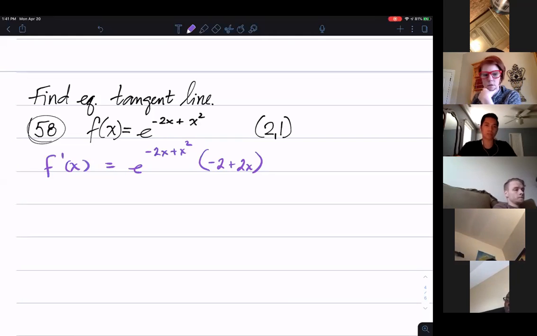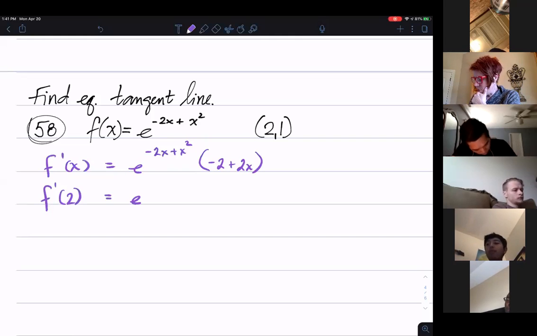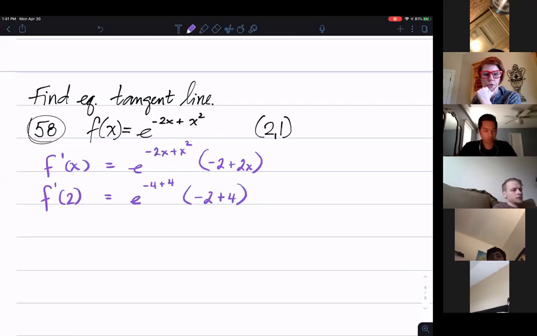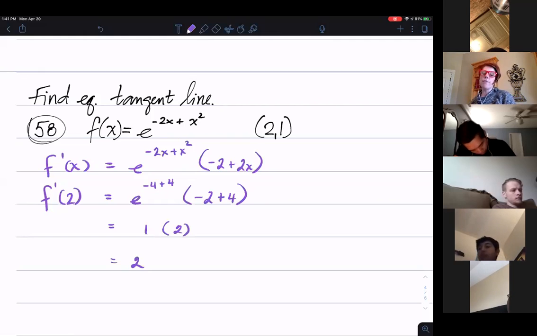So what do I need to do next? Plug in the 2. So I need f prime of 2. This will be e to the negative 4 plus 4 times negative 2 plus 4. So what's the whole first piece going to turn into? 1. So I've got a 1 times a 2. So my specific slope is 2. Okay, what's next?